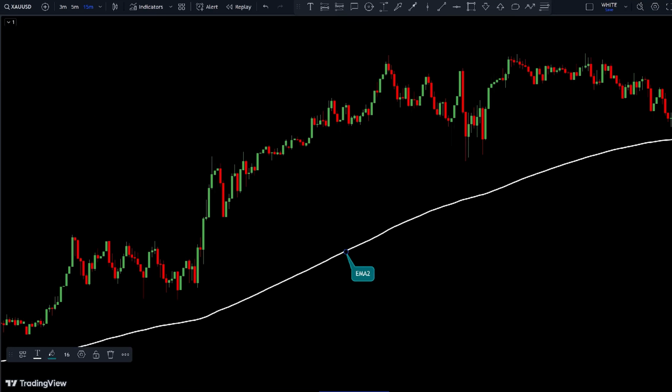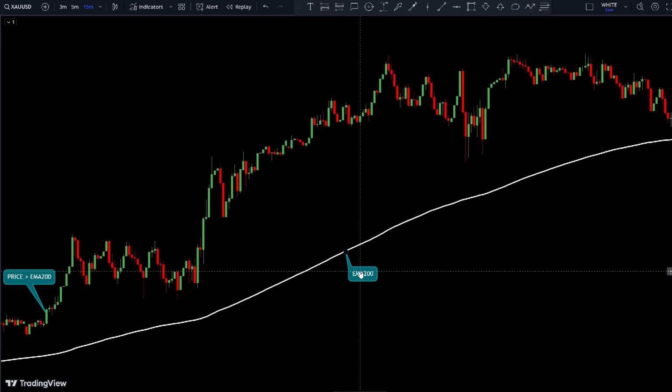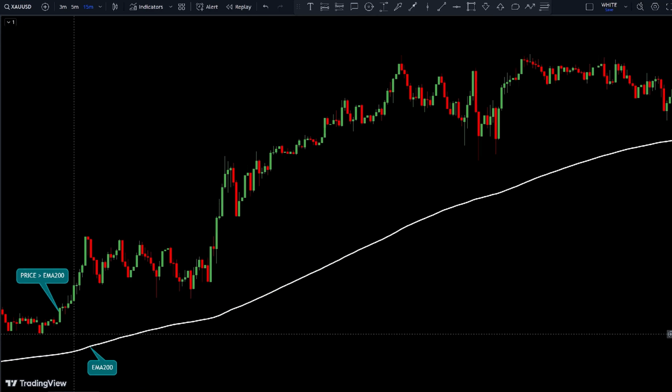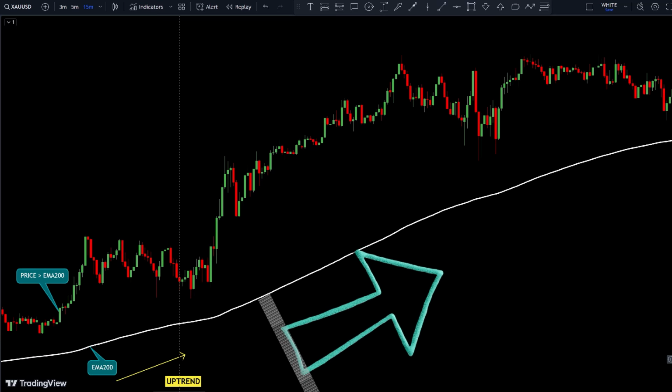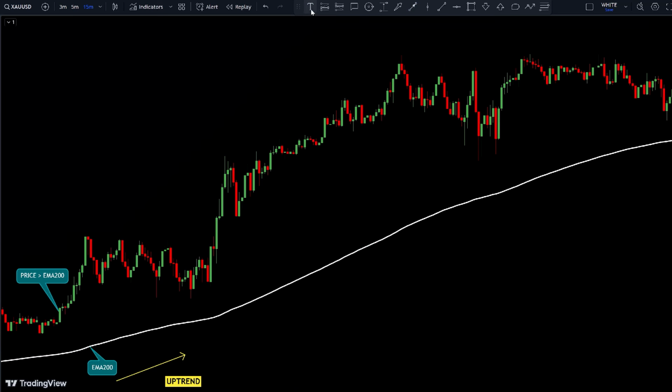Here we can see the price consistently trading above the 200 EMA, confirming an uptrend. This means we're focusing on following those corrective waves to draw our trend lines. Remember, we're looking for those temporary pullbacks within the larger uptrend. Now here's a crucial point.